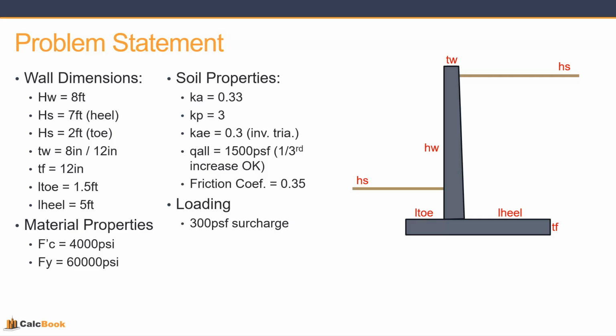Our material properties for the concrete, 4,000 psi and 60,000 psi for the reinforcement. And then our soil properties, our active soil coefficient is 0.33. Our passive coefficient is 3. Our seismic coefficient is 0.3. And that is going to be an inverted triangle, and we'll talk about that when we get into CalcBook. Our allowable bearing pressure is 1,500 psf with a third increase for seismic is okay. Our coefficient of friction for sliding is 0.35, and we have a 300 psf surcharge on the heel side of the wall. So let's go ahead and open up CalcBook, and we'll get started on the design.